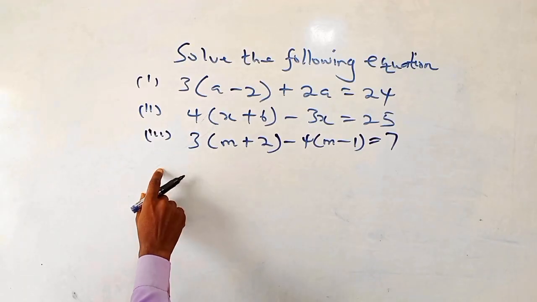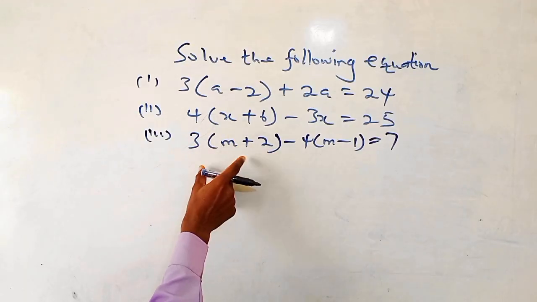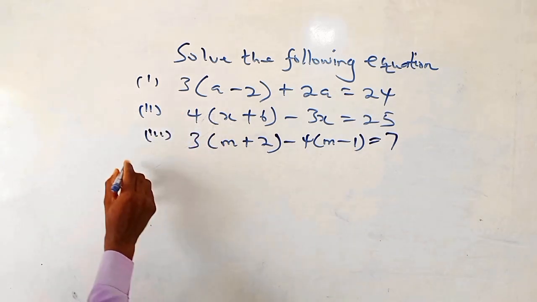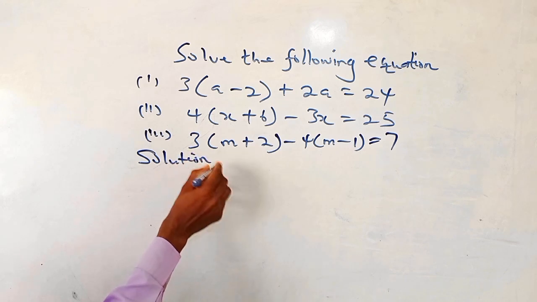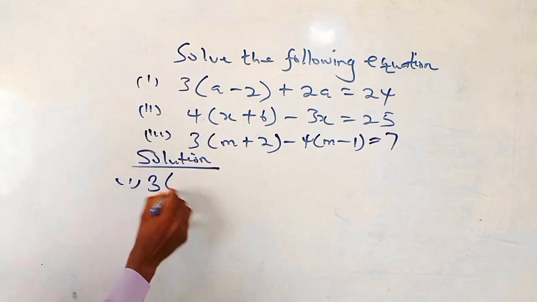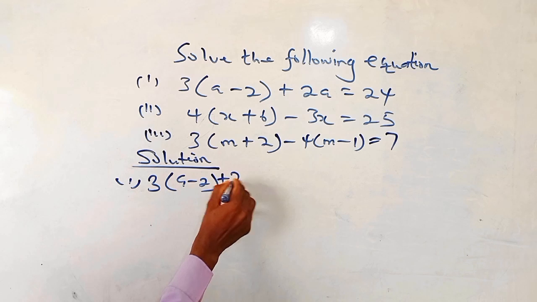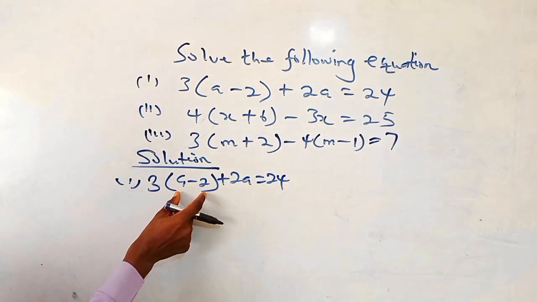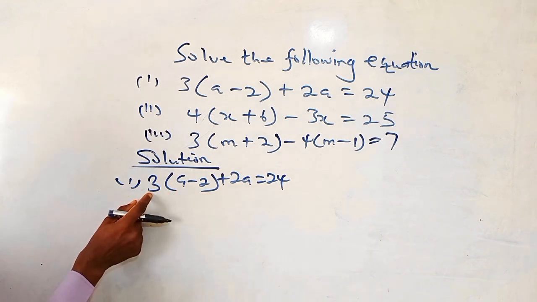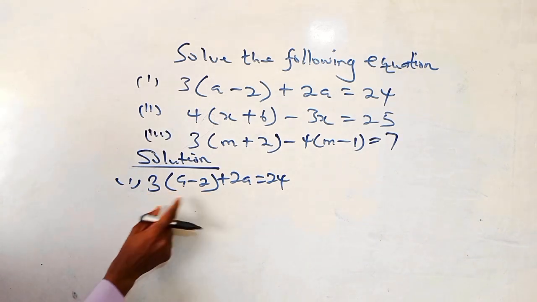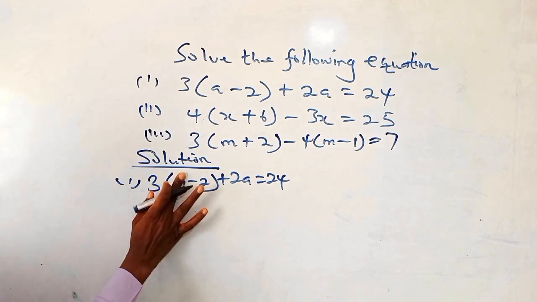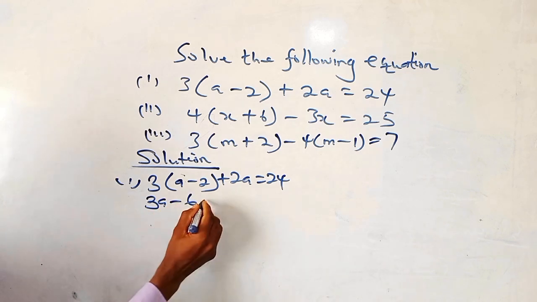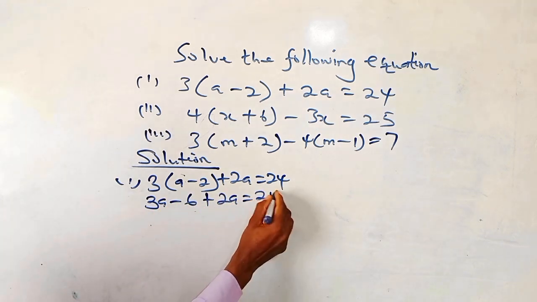How do we solve equations involving like terms? This is a linear equation. Let's start with this solution. For the first one, we have 3(a minus 2) plus 2a equals 24. What do we do with this? We open up the brackets. We work with the bracket first and multiply it by what is outside. We distribute it. So 3 times a is 3a, minus 3 times 2 is 6, plus 2a equals 24.